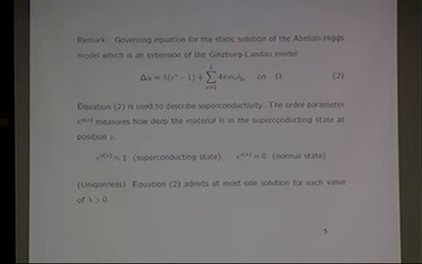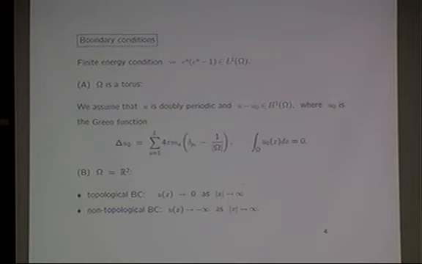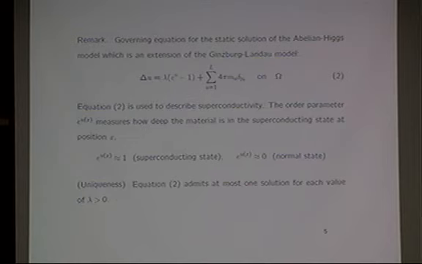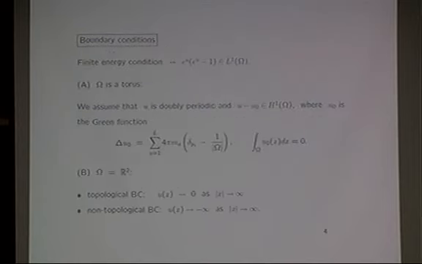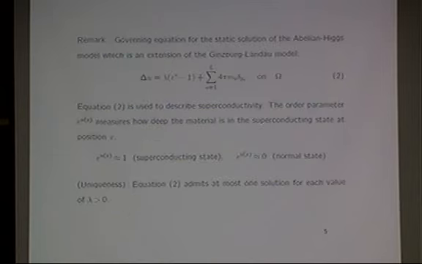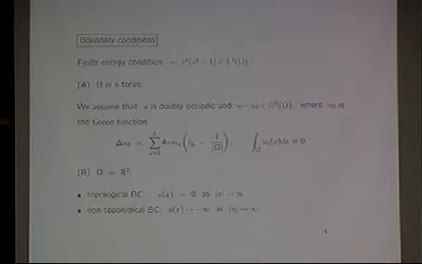Okay, we can also impose some boundary conditions to get a finite energy condition. In this case, we can impose doubly periodic conditions or topological boundary conditions when the domain is R2. But for this equation, the non-topological boundary condition is not possible, because in this case, the nonlinear term must belong to L1 space. So this boundary condition is not possible.